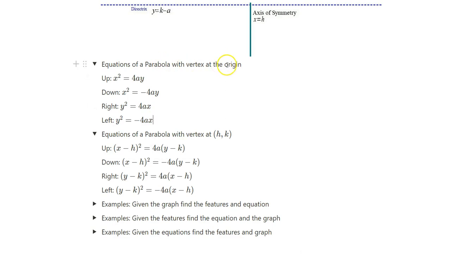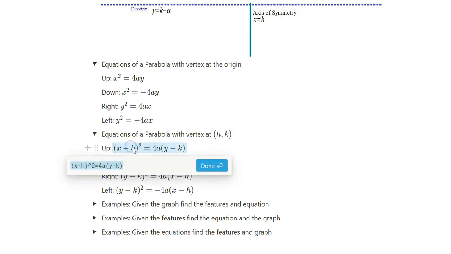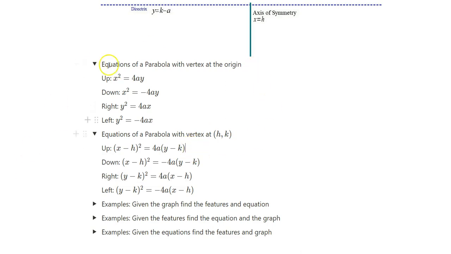Now these are all with your vertex being at the origin, but you can move that vertex to any other position by shifting. So we have x minus h to shift it h units left or right, and y minus k to shift up or down. So now let's go back to our example.